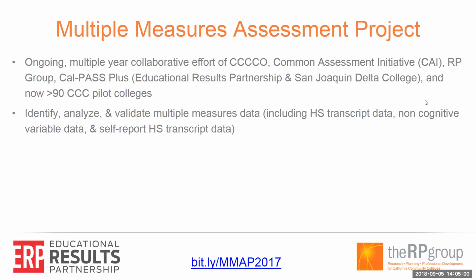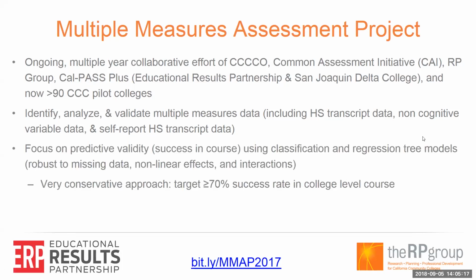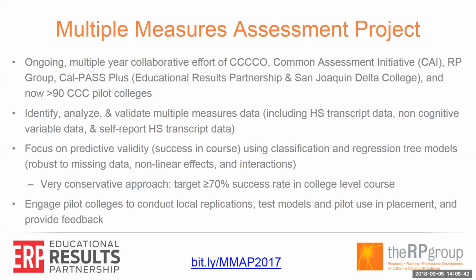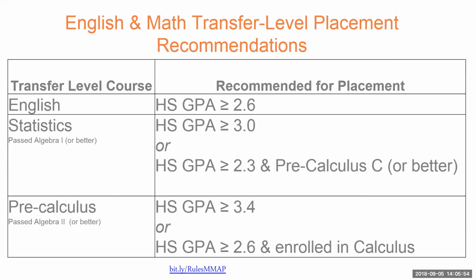We set out to identify, analyze, and then validate multiple measures data, and that was all using high school transcript data. We looked at non-cognitive scales, and we also did a lot of research around self-reported high school transcript data. The focus that we had in MMAP was around predicting success in the course, and we used classification regression trees, or the decision tree models, to do that work. We took a very conservative approach where we looked at success in the target level course of 70% or higher. And when we supported the colleges in local replication, we had all of the code and the analysis available to colleges to run the statewide models locally and test the models.